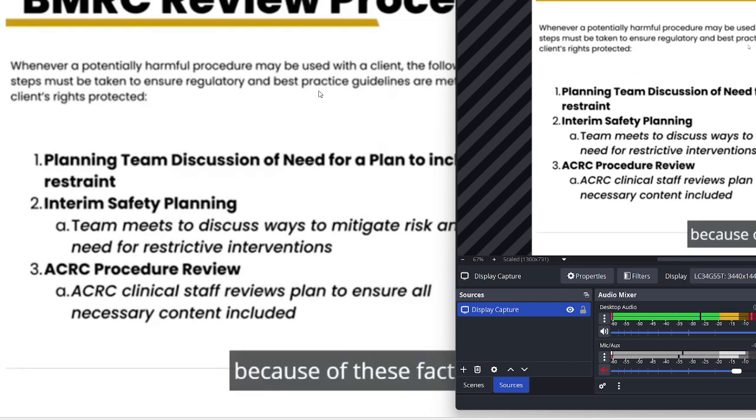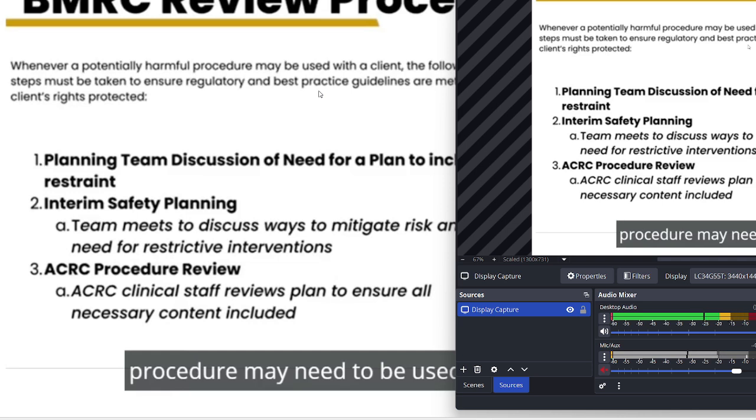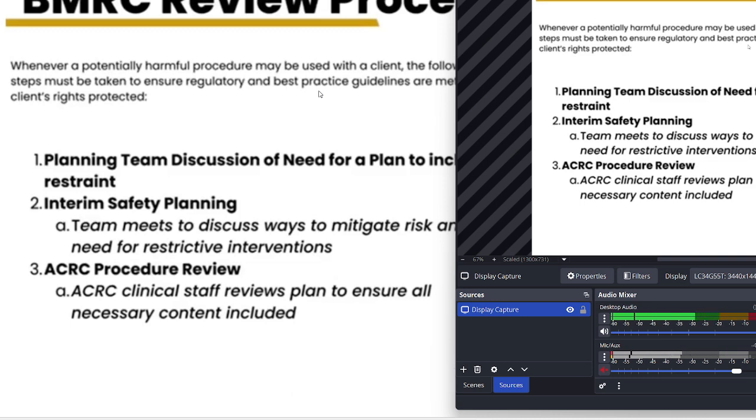So because of these factors, regional centers consider restraint and any potentially harmful procedures to be ones that require close review and monitoring. So whenever a potentially harmful procedure may need to be used with a client, these are the following steps that must be taken by the team to ensure that regulatory and best practice guidelines are met and that the individual's rights are protected.